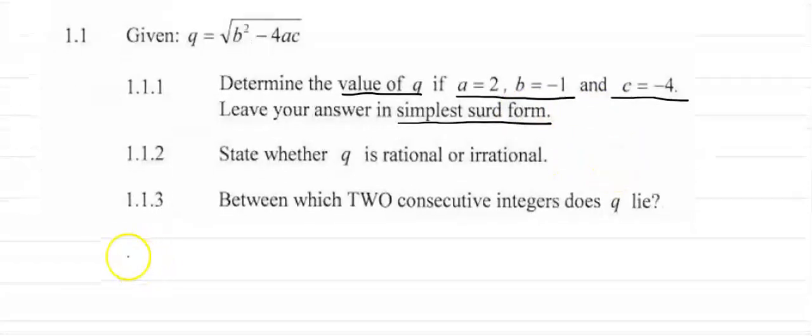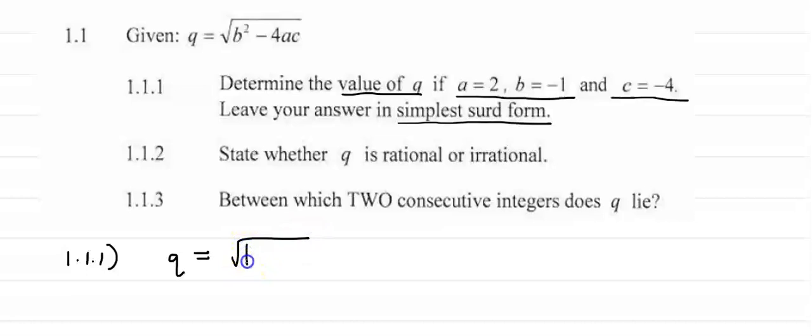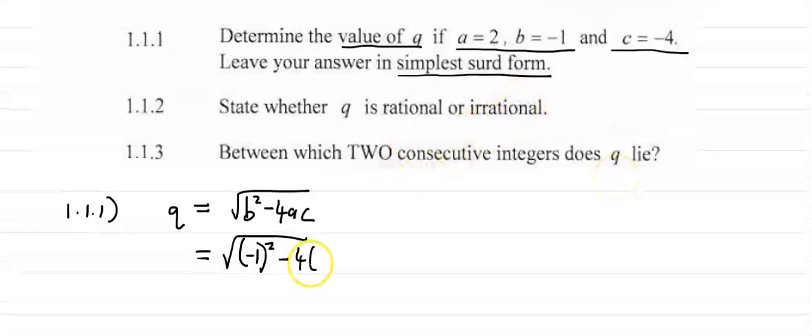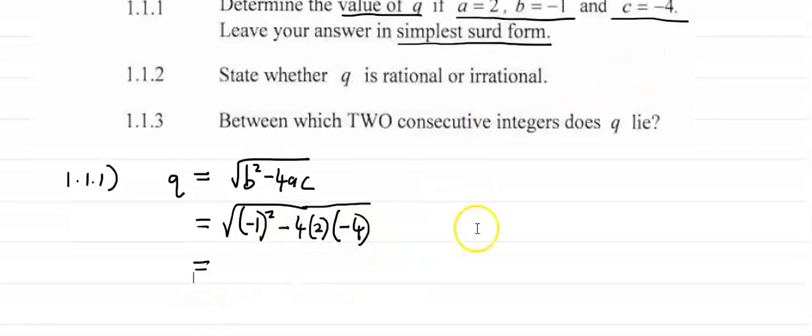Okay, so let's substitute. So for 1.1.1, we say q is equal to the square root of b squared minus 4ac, so that's going to be the square root of minus 1 squared minus 4, and the value of a is 2, and the value of c is minus 4. So let's put that all underneath the square root sign, and let's put that in our calculator.